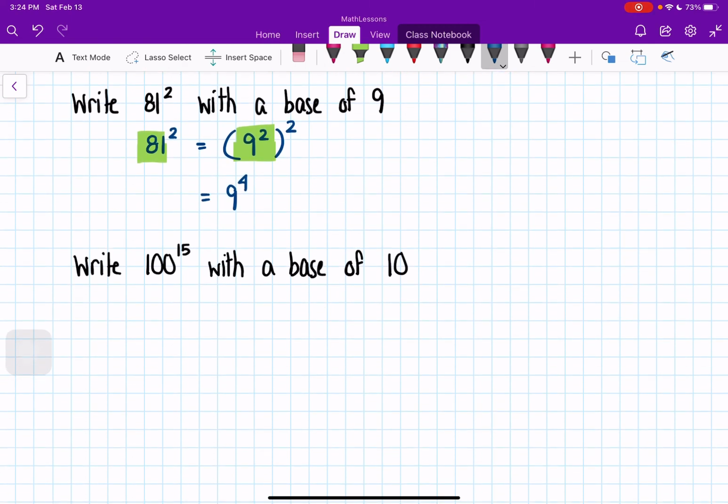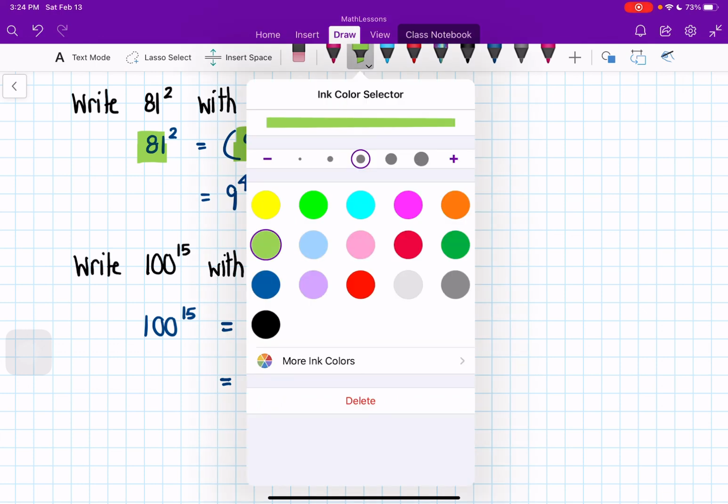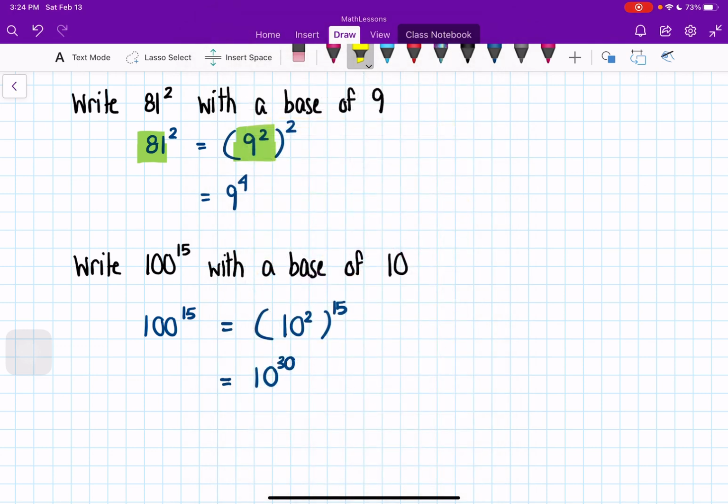Okay, write 100 to the power 15 with a base of 10. Well, 100 is 10 squared. So that's 100, and then to the power 15. So 100 to the power 15 is equal to 10 to the power, and then we go 2 times 15 is 30. And that explains how we got 100 written as base 10. Okay, and so that's what they mean when they say write something with a different base. Now you can see how that's done.